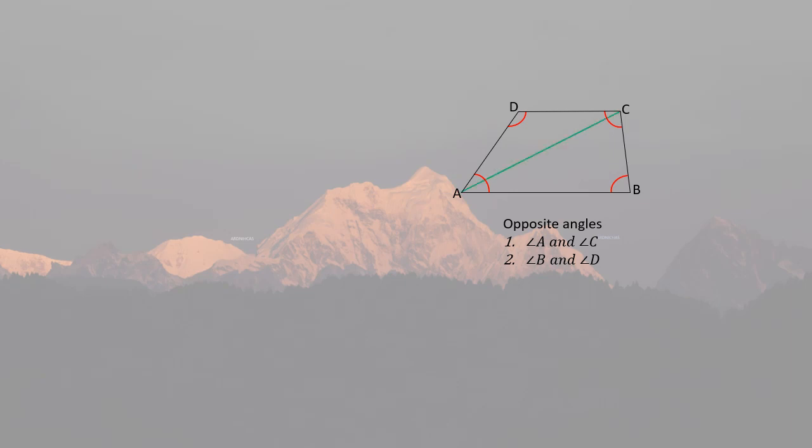When we join A and C and B and D, they form straight lines. These are called the diagonals, and there are 2 diagonals in a quadrilateral. So AC and BD, they are the diagonals of the quadrilateral ABCD.